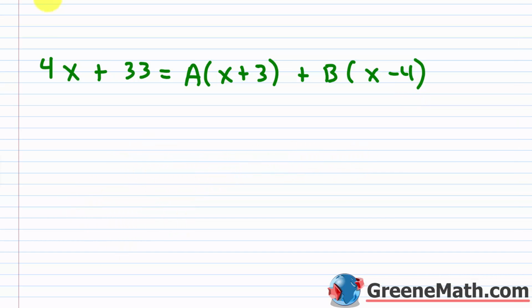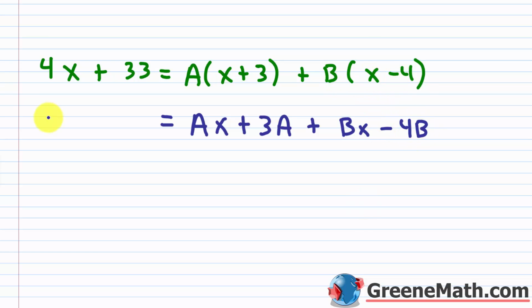So at this point, what you want to do is match your form from this side to this side. So what do I mean by that? Well, you have some number times x, and then plus some constant. So that's what I want. I want some number times x plus some constant. Okay, and this is going to make more sense in a second. So let me go through and just distribute things. So this is a times x plus 3 times a, and then plus b times x is bx, and then minus b times 4 is 4b. Okay, so over here this is the same, 4x plus 33.